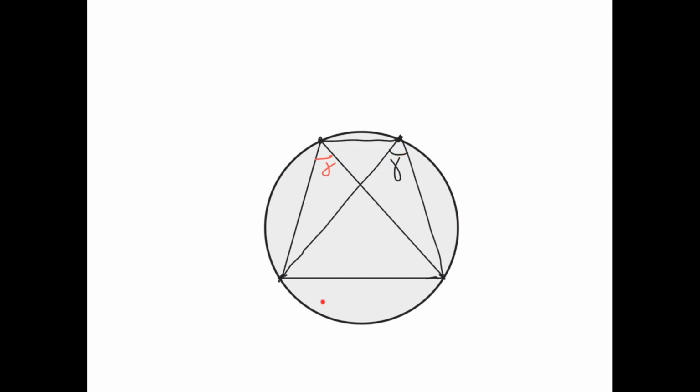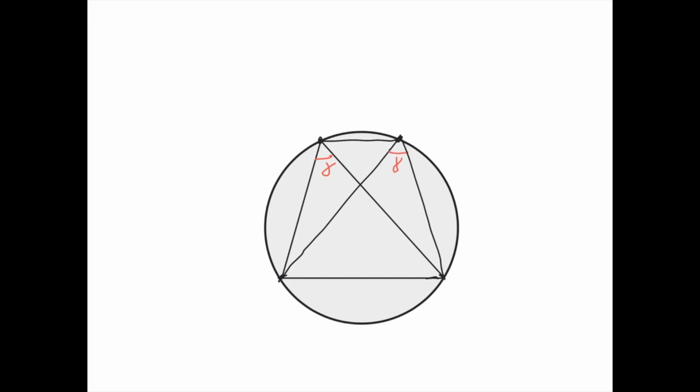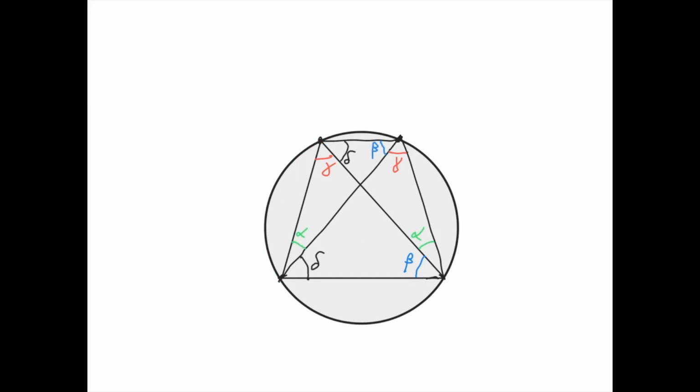So in any cyclic quadrilateral, any 2 angles that point towards the same arc are equal. Here are the 2 angles, they point towards this arc, so they are equal. Similarly, if this angle is beta, it points towards this arc, and so this angle here is also beta. Similarly, if this angle is alpha, then this angle is alpha because they both point towards this arc. And if this angle here is delta, then this angle here is also delta because they point towards this same arc.